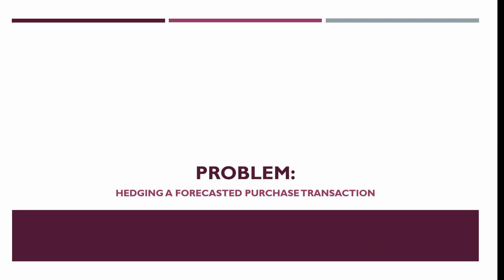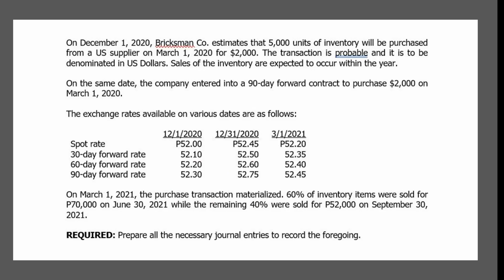Okay, so, hedging a forecasted purchase transaction. On December 1, Brixman Company estimates that 5,000 units of inventory will be purchased from a U.S. supplier on March 1 for $2,000. Transaction is probable and it is to be denominated in US dollars. On the same date, company entered into a 90-day forward contract to purchase the $2,000 on March 1. Exchange rates are as follows.